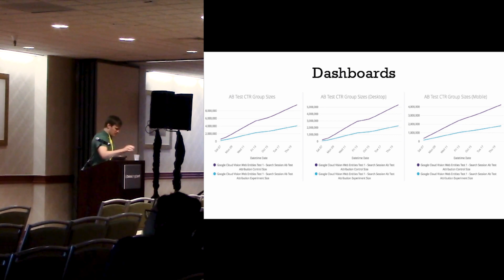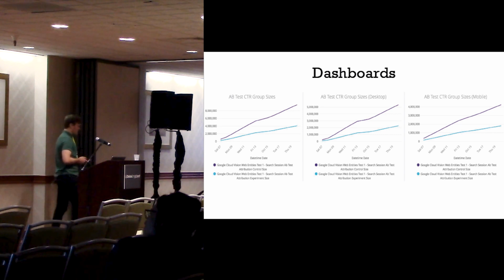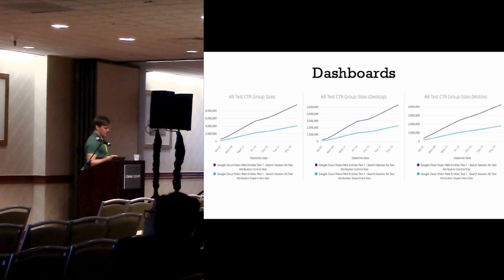This was evaluating using Google Cloud Vision. It's an automated service for computer vision image detection. So it's evaluating that as a source of automated tags for our GIFs. And you can see in these dashboards, on the left you have all user groups. You have the experimental group in light blue, and the control group in purple. And we also split it out by desktop and mobile in the middle and on the right.